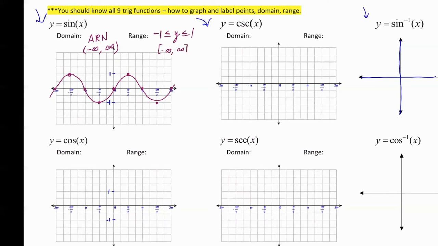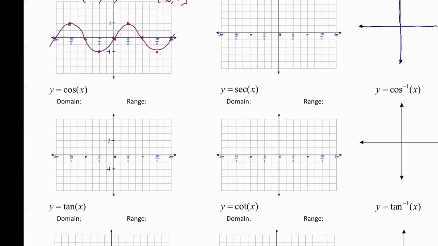Cosine would be high, mid, low, mid, high. These should be pretty simple now. You should have these memorized already. Domain is all real numbers. Range is going to be also from -1 to +1.